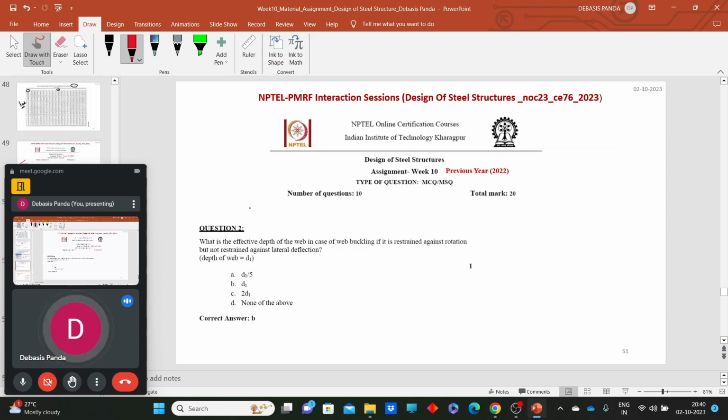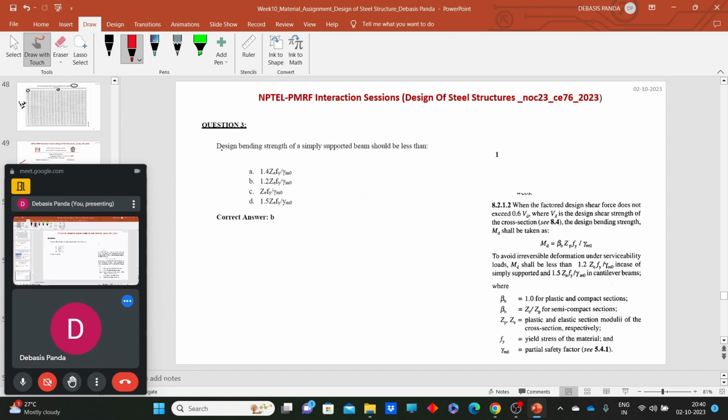Now, question number 2. What is the effective depth of the web in case of buckling if it is restrained against rotation but not against lateral deflection? So it is nothing but d1, the depth of the web portion.